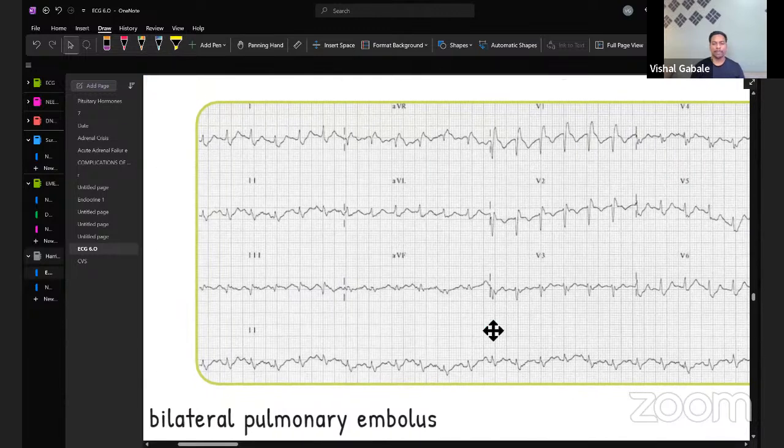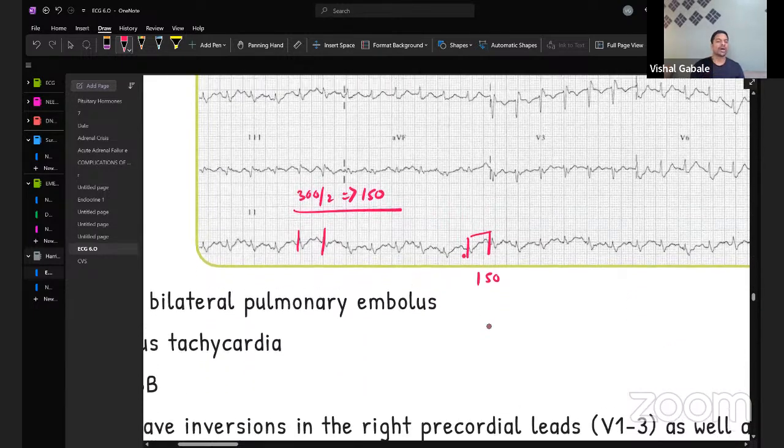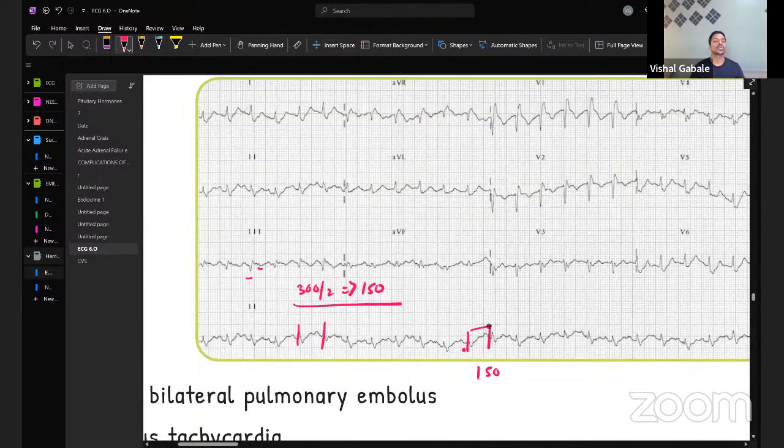So here you can see patient has sinus tachycardia for sure, right? The heart rate is almost like 150, you know? 300 divided by almost 2 boxes over here. Got it? So 300 divided by 2 will be 150. Also, if you can see, is there S1Q3T3 over here? Okay, S wave is not that big. Let's see S1. Yeah, S1 is there. Q3 is there. And T3 is also there.